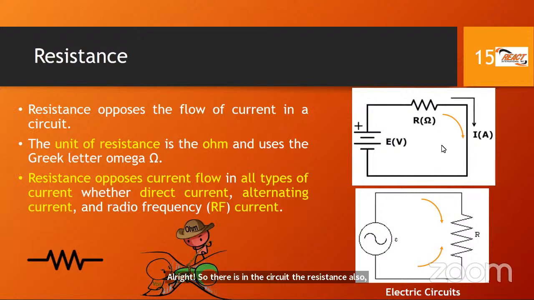Also note that we put both the direct current circuit, where the flow is in one direction, and we also show the alternating current circuit, where there's flow in both directions, so we can have resistance in both types of circuits, right? And note that the resistance will oppose the current flow in all types of current, whether it's direct current in this first diagram, or alternating current as in this other diagram, or also radio frequency current. And we'll come to more about what RF or radio frequency is.